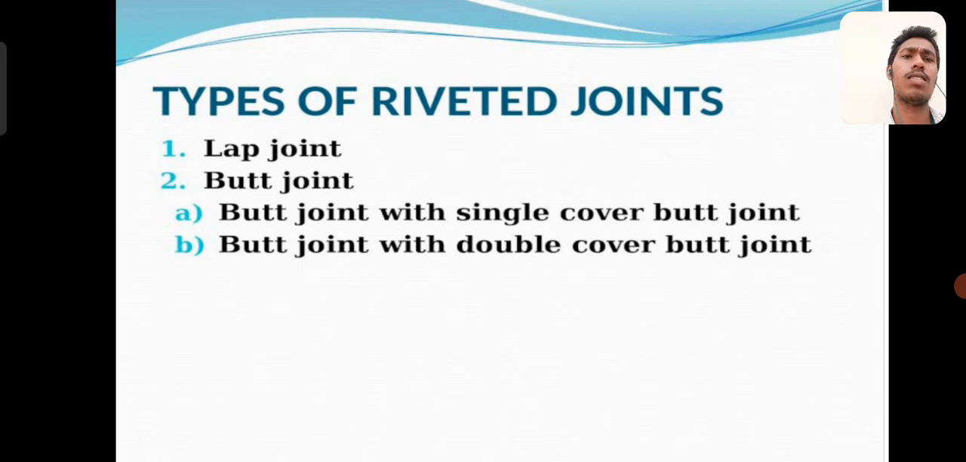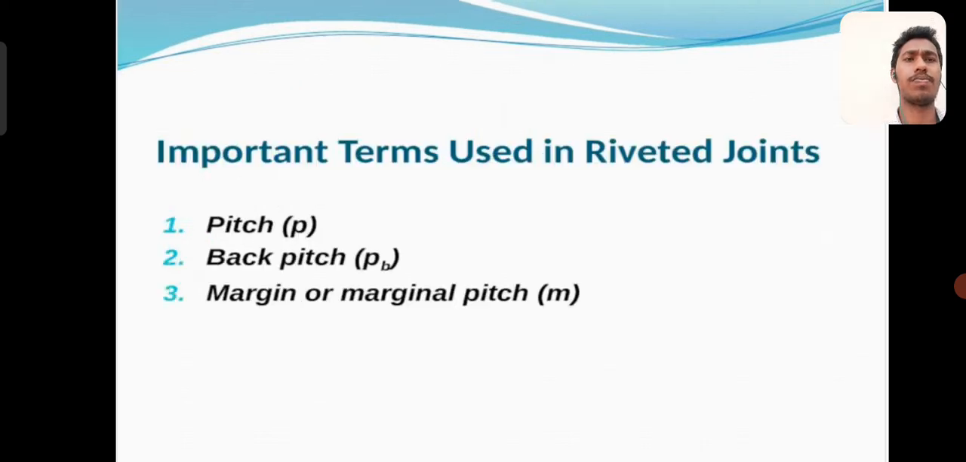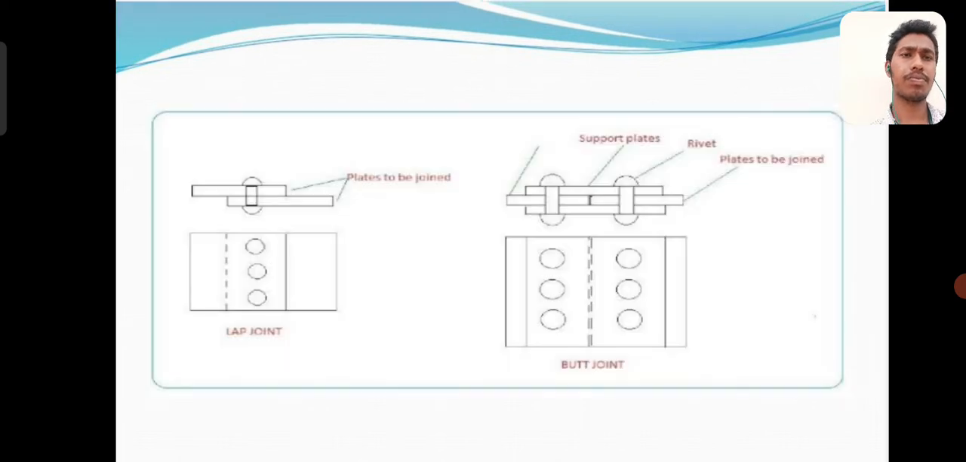Types of rivet joints are lap joint and butt joint. In butt joint there are two types: single cover butt joint and double cover butt joint. And important terms used in rivet joints are pitch, back pitch PB, and margin or marginal pitch M. These are important terms used in rivet joints.